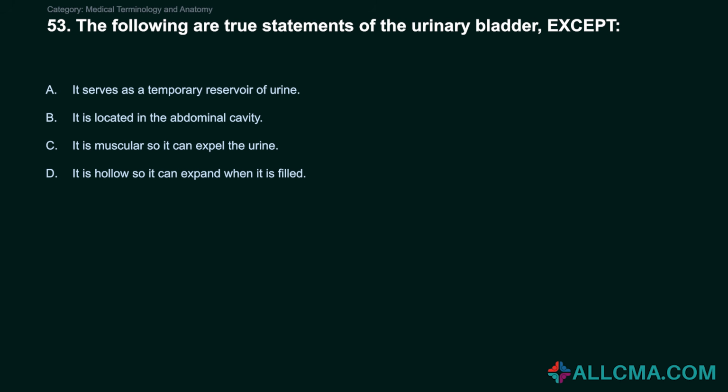53. The following are true statements of the urinary bladder, except: A. It serves as a temporary reservoir of urine. B. It is located in the abdominal cavity. C. It is muscular so it can expel the urine. D. It is hollow so it can expand when it is filled. Correct answer, B.